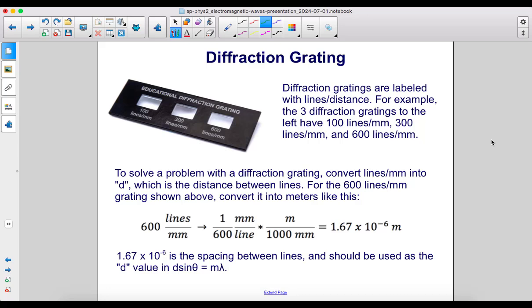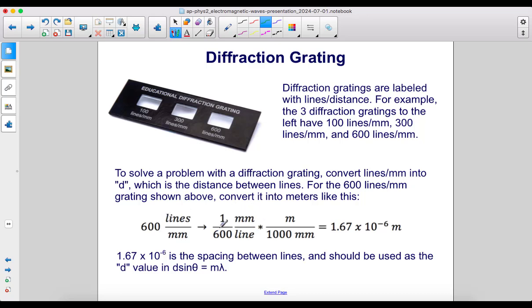Diffraction gratings are labeled with lines per distance. For example, the three diffraction gratings to the left have 100 lines per millimeter, 300 lines per millimeter, and 600 lines per millimeter. To solve a problem with a diffraction grating, we need to convert lines per millimeter into d, which is the distance between the lines. So for the 600 lines per millimeter grating, here's how we would convert it. We don't want lines per millimeter, we want the number of millimeters between the lines. So we're just going to flip this over.